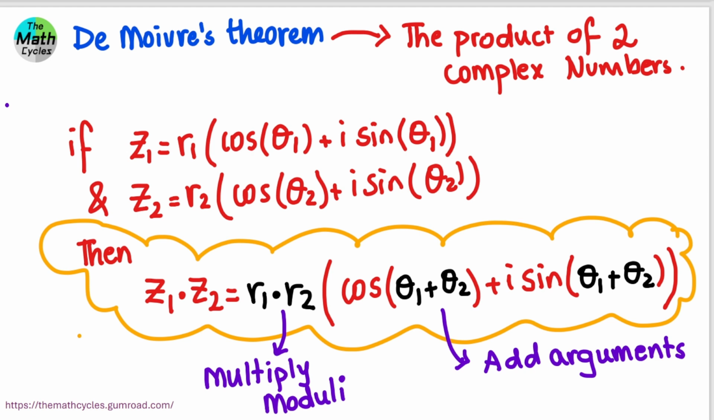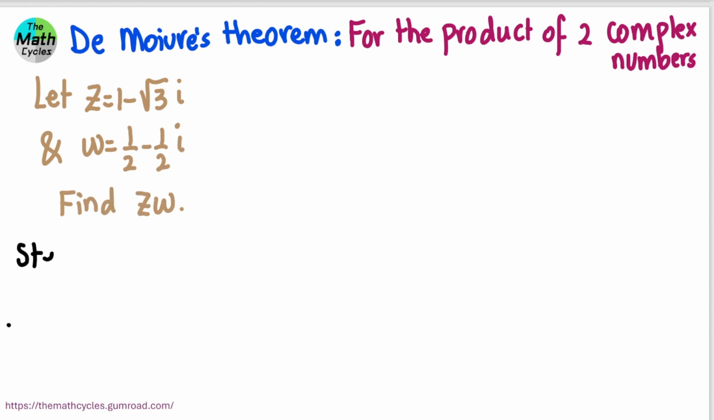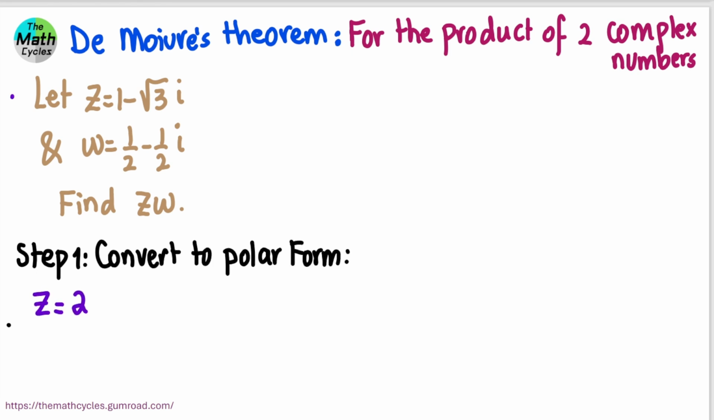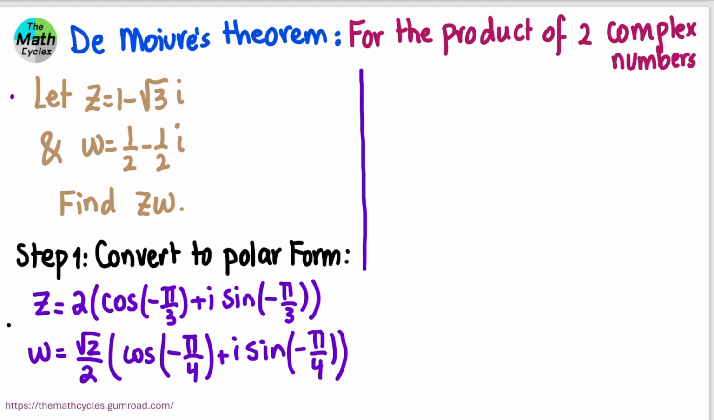Let's apply this rule. If Z equals 1 minus radical 3 i and W equals half minus half i, let's find Z times W. Step 1, we need to convert to polar form. So Z equals 2 into cosine minus pi over 3 plus i sine minus pi over 3, and we found this before. W equals radical 2 over 2 into cosine minus pi over 4 plus i sine minus pi over 4, and we found this before.